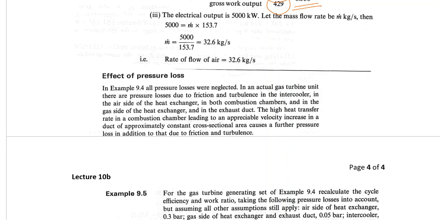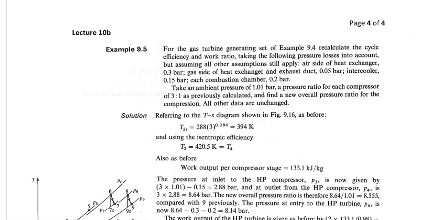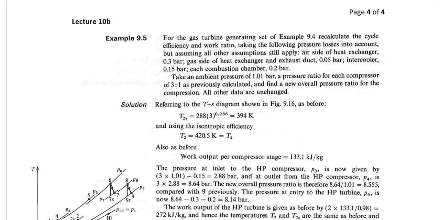So when we are dealing with an actual gas turbine, we have to consider these pressure losses as well. Now, moving quickly towards another example in which we consider the pressure losses, solving the same example, which was example 9.4, but now assuming there are pressure losses in different stages of the gas turbine cycle. So let's solve the example in that way.